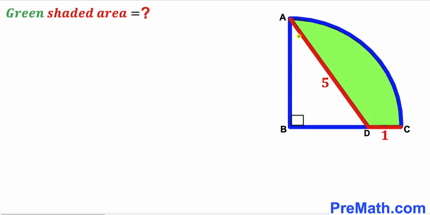Welcome to PreMath. In this video, we have this right triangle ABD fully confined in a quarter circle with center B, as you can see in this given diagram. As a result, we end up with this green shaded region. Moreover, this tiny horizontal segment CD is 1 unit, whereas this diagonal AD is 5 units. Our task is to calculate the area of this green shaded region.